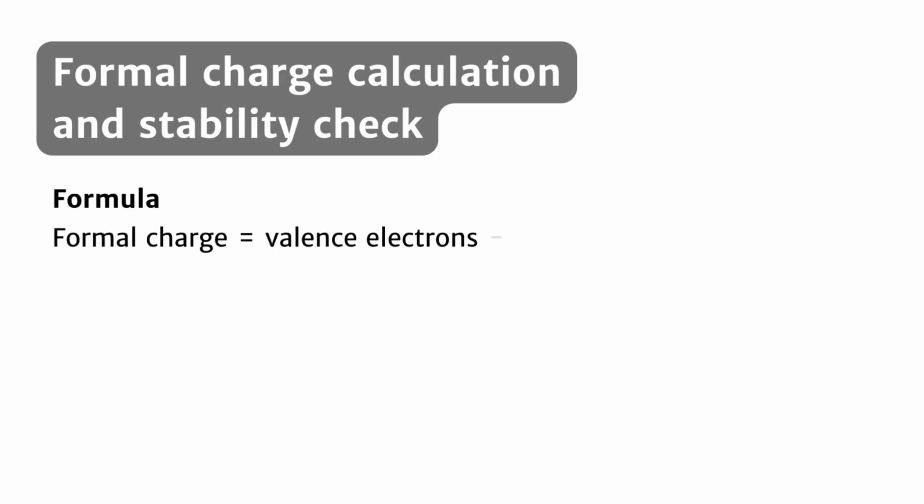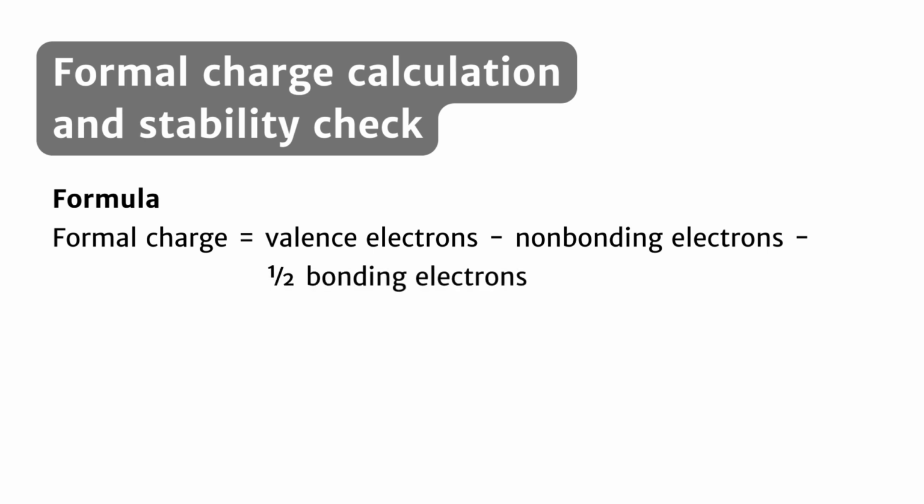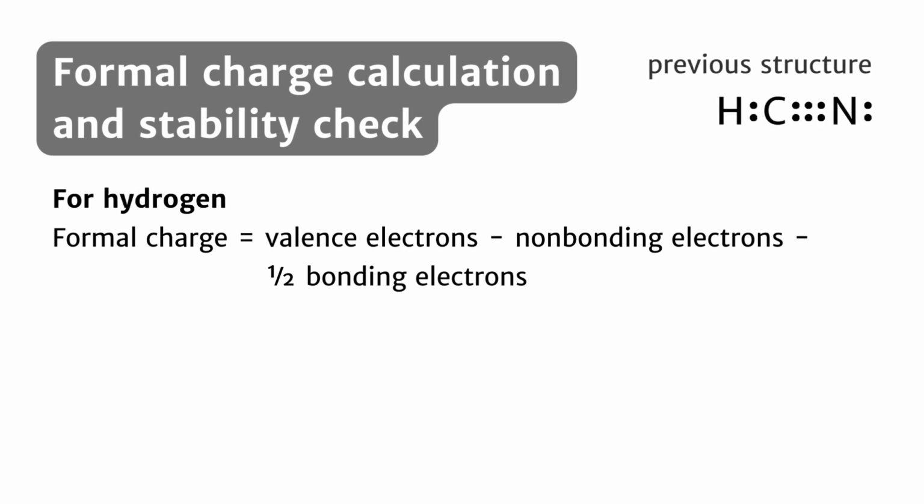This is the formula we can use to calculate formal charges for the HCN Lewis structure. Formal charge equals valence electrons minus non-bonding electrons minus half times bonding electrons. Input the data and place the values to derive the formal charges for each individual atom. For hydrogen atom, valence electrons equals 1, non-bonding electrons equals 0, and bonding electrons are 2. So the formal charge will be equal to 1 minus 0 minus half times 2, which equals 0.